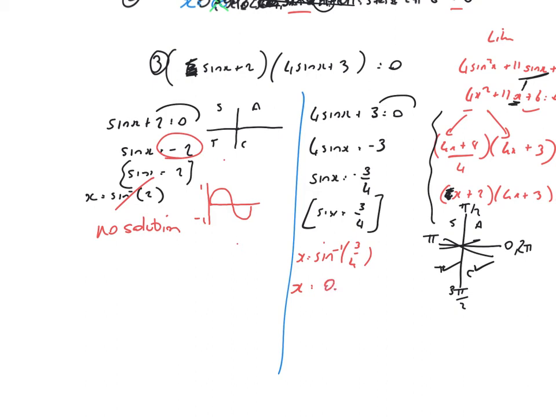Okay, so that'll give me 0.85 radians, but I'm not in the all quadrant, so it's going to be 3.14 plus 0.85, so it's going to be 3.99 radians. And I'm also in the cosine quadrant, so it's going to be 6.28 take away 0.85, and that will be 5.43 radians. Final answer.